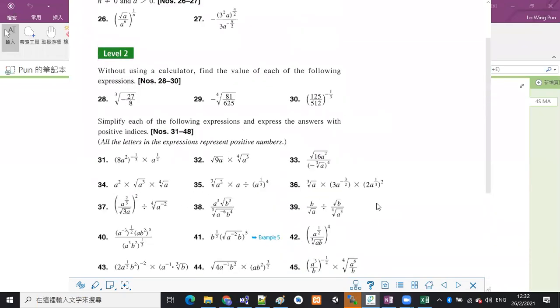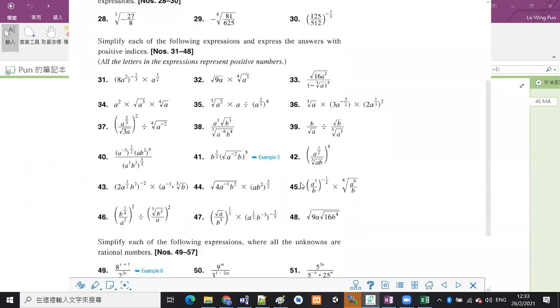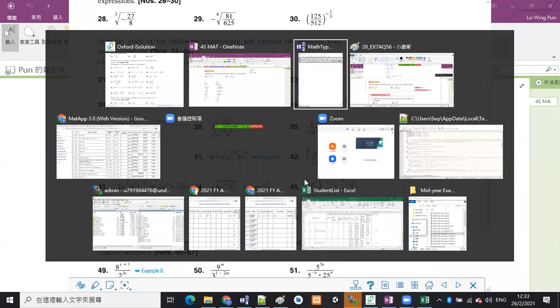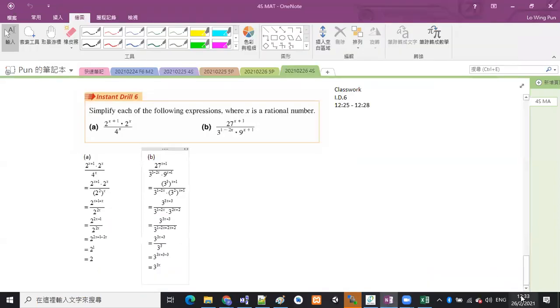So there are 20 problems here. I would like to give you 15 minutes for this classwork. I will start talking about the solution after 15 minutes. So let's do the classwork now.